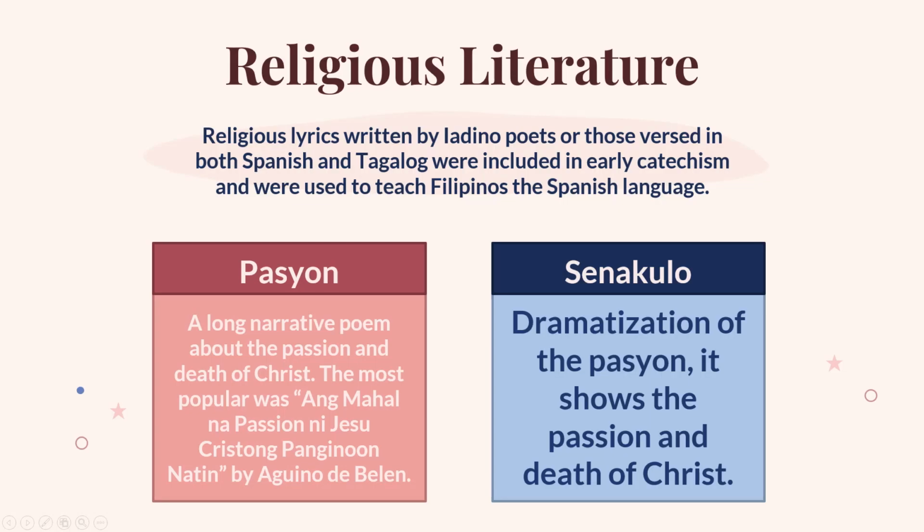Religious literature. Religious lyrics written by Indio poets, or those versed in both Spanish and Tagalog, were included in early catechism and were used to teach Filipinos in the Spanish language. It has two kinds, the Pasyon and Cenaculo. Pasyon is a long narrative poem about the passion and death of Christ. The most popular was Ang Mahal na Pasyon ni Jesucristong Panginoon Natin by Aguino de Belen. And Cenaculo is the dramatization of the Pasyon. It shows the passion and death of Christ. Madalas natin itong makita tuwing Mahal na Araw.